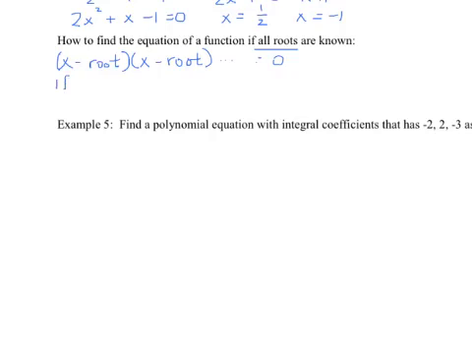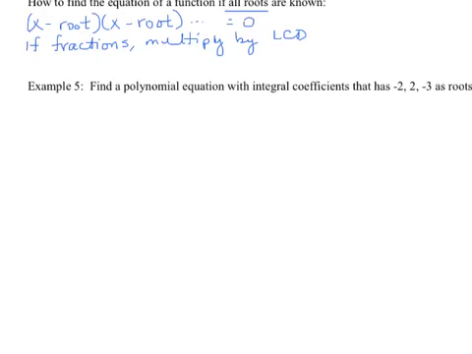If you have fractions, you're going to multiply by the least common denominator. Okay, so let's try this example. Now, let's talk words first. Integral coefficient means no fractions. That's where the multiply by the LCD comes in.